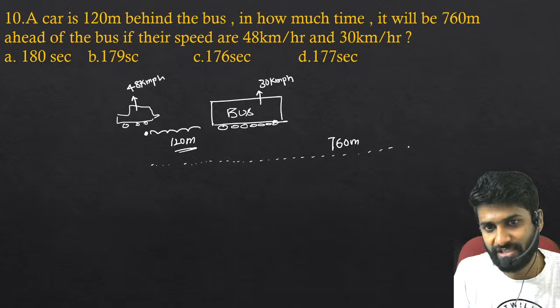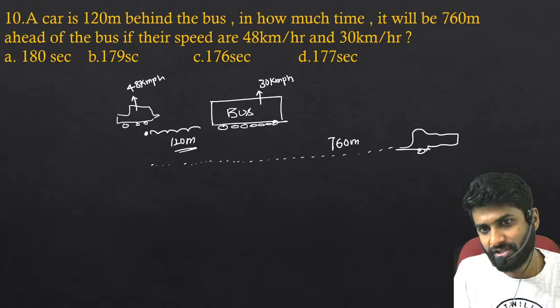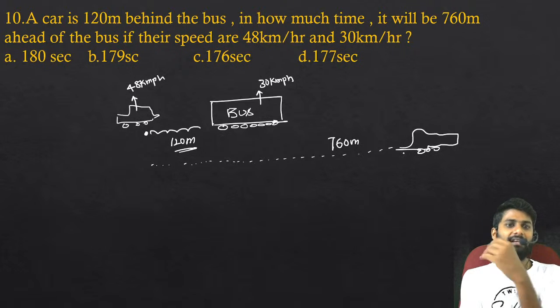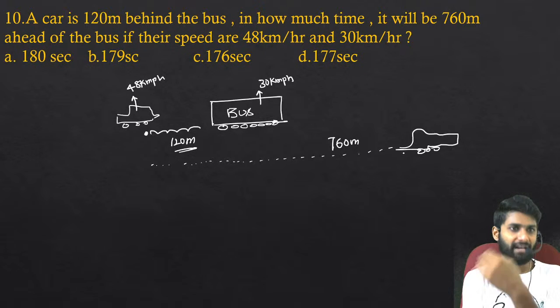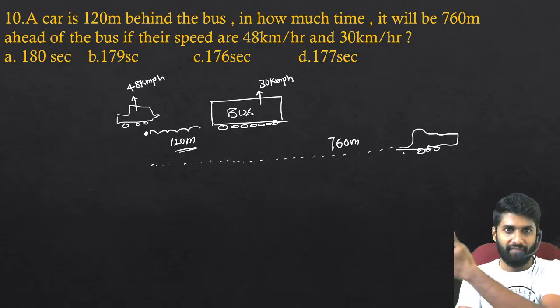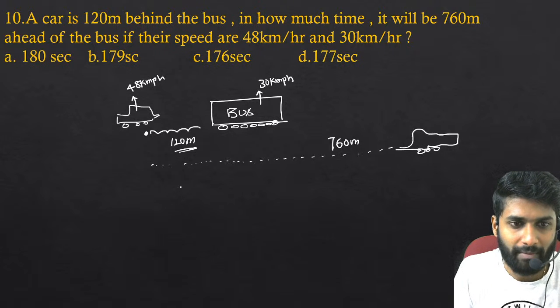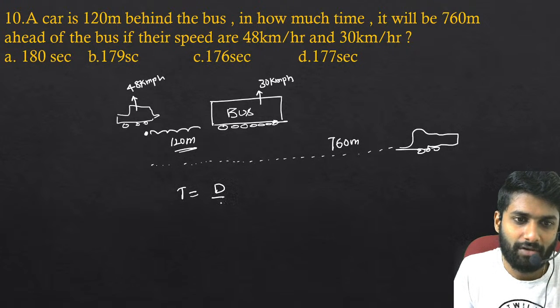Now the car position is this one. That is the entire information. So initially the car is 120 meters behind the bus. In how much time will it be 760 meters ahead of the bus, if the speeds are 48 kilometers and 30 kilometers per hour? We need to find the time. Time is equal to distance by speed.